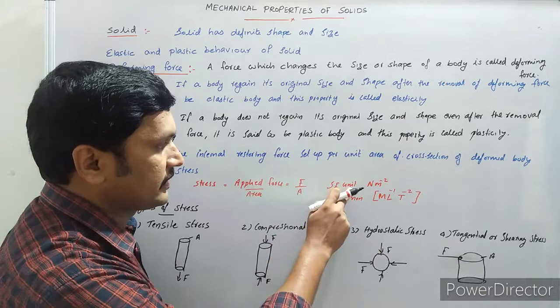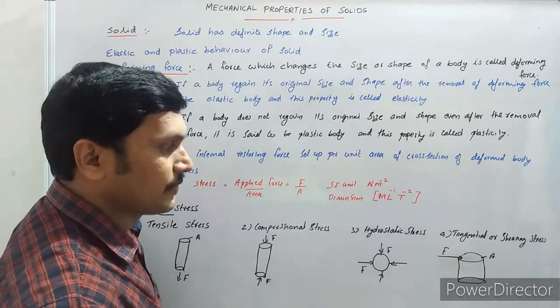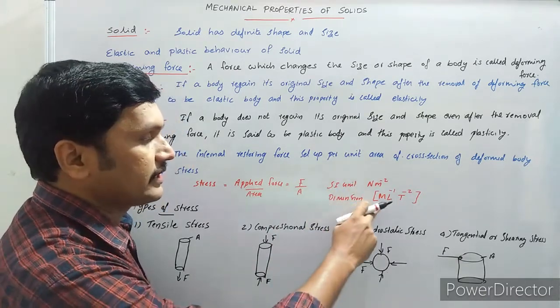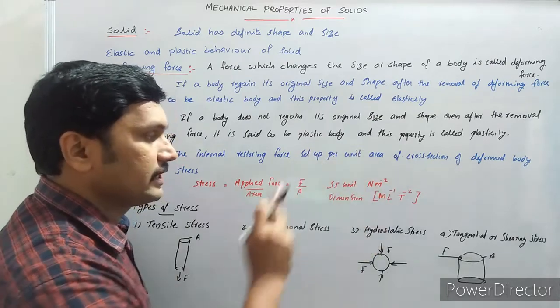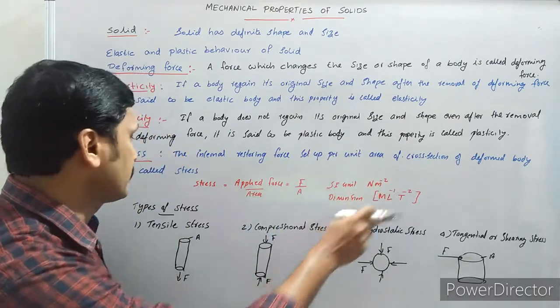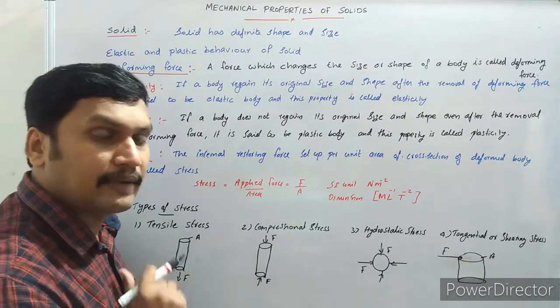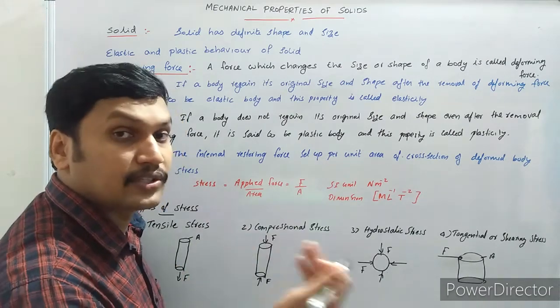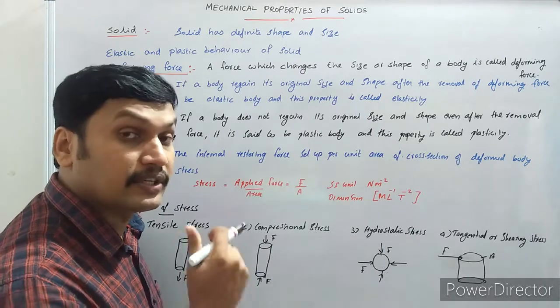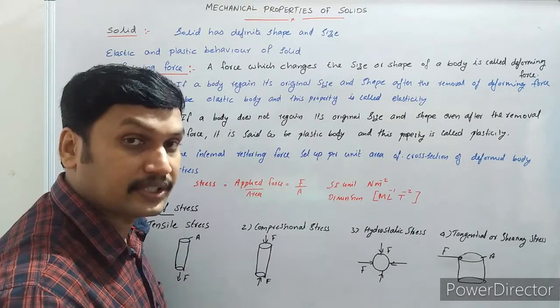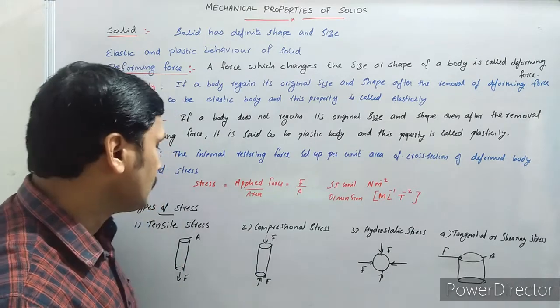The SI unit of stress is Newton per meter square. And its dimension is M L raised to minus 1 T raised to minus 2. That's the dimension of the stress. So stress is the applied force by area or the restoring force by area. The restoring force developed per unit area of cross section is known as stress.